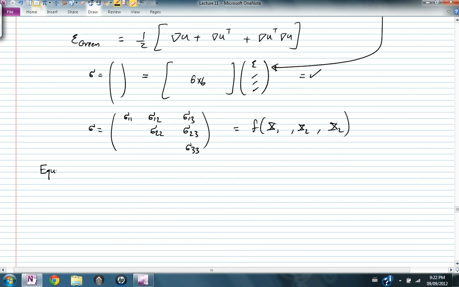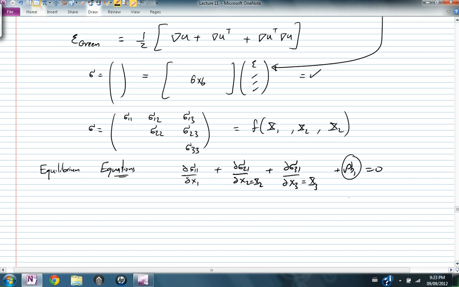And so from the equilibrium equations, you'll be able to calculate partial sigma 1 1 by partial x1 plus partial sigma 1 2 plus partial sigma 2 1 by partial x2 plus partial sigma 3 1 by partial x3, and I'm using small x1, x2, and x3, but I can use the capital ones because it's small deformation, plus rho b1 equal to 0. Calculate those components.